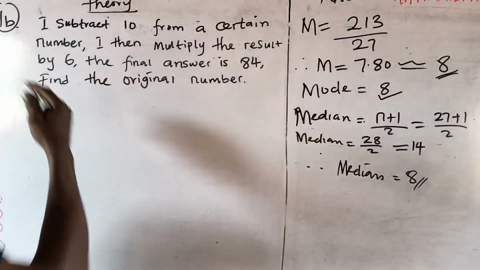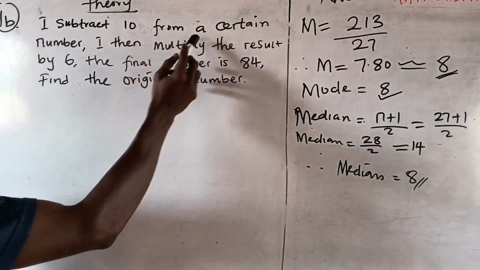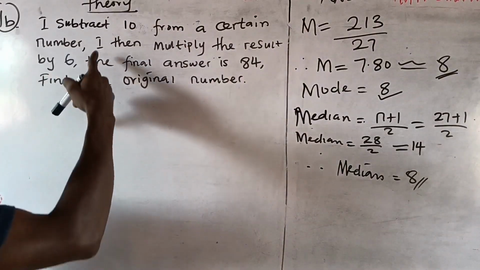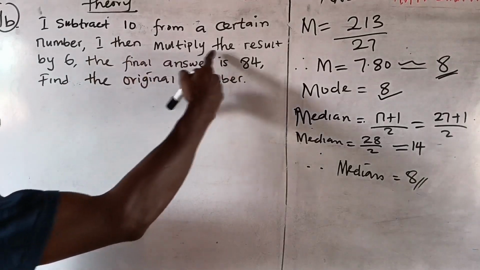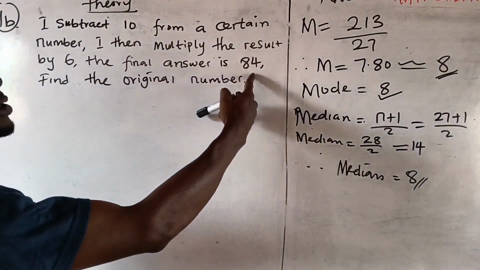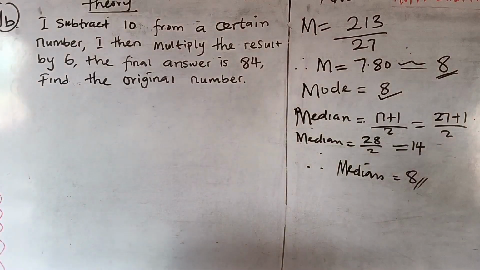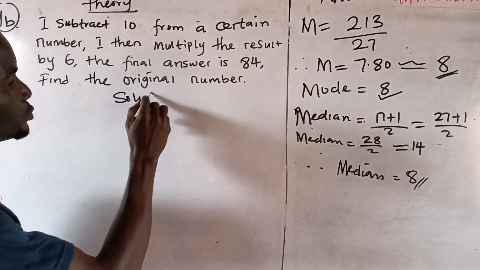Let's check question 1B. I subtract 10 from a certain number. I then multiply the result by 6. The final answer is 84. Find the original number. So let's do it quick one.